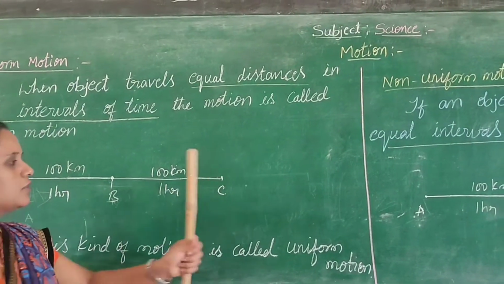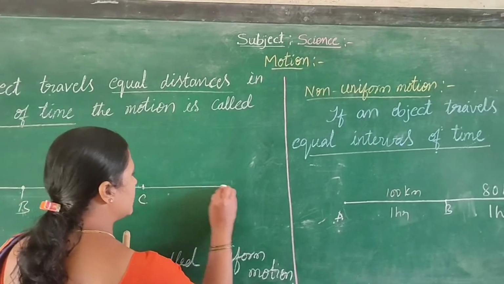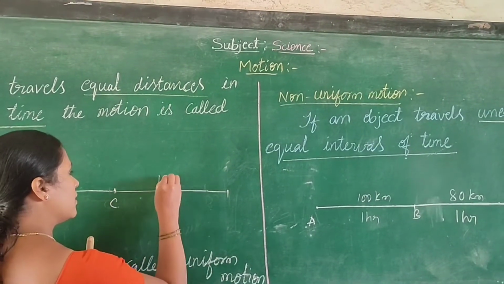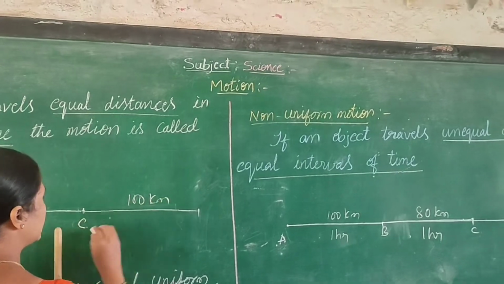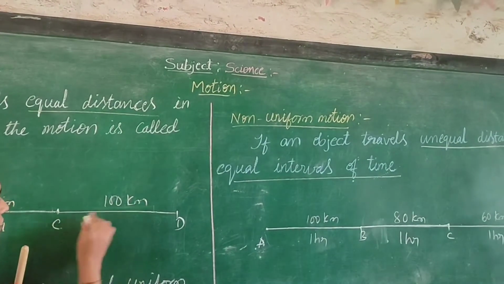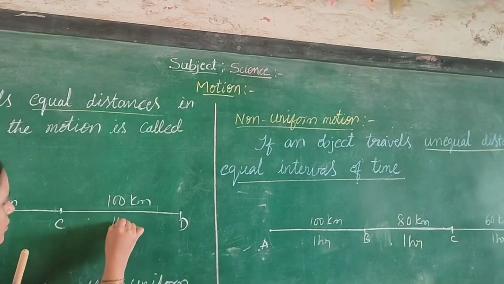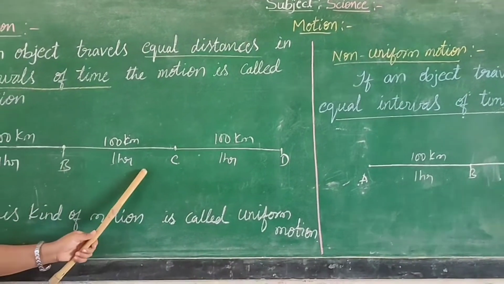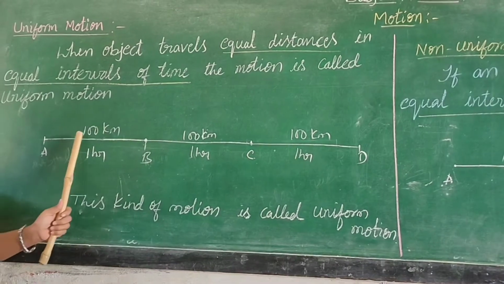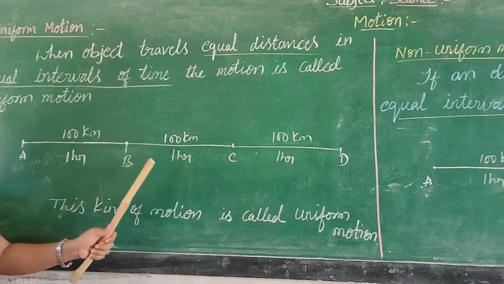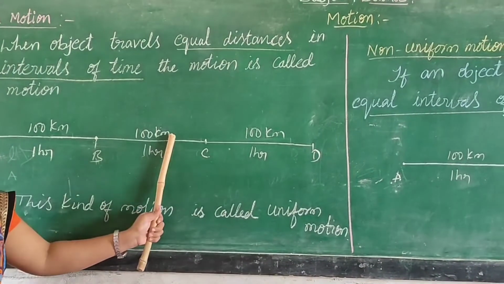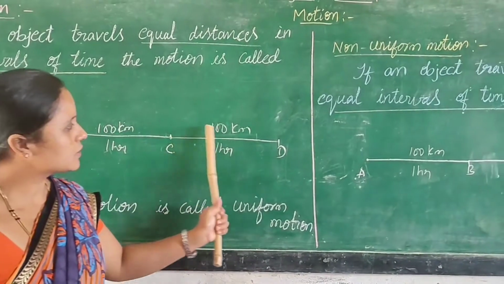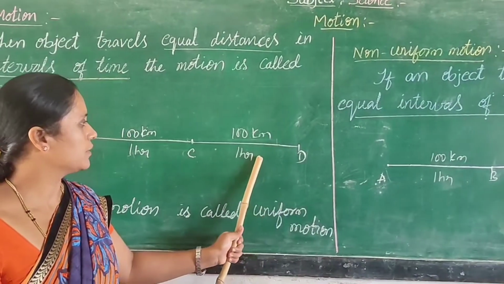Similarly, next I will continue the journey from C to D. Here also, I travelled 100 km. The distance between C and D is 100 km. I cover this distance in 1 hour. Look at this one. In the first hour I travelled 100 km. In the second hour I travelled 100 km. In the third hour also I travelled 100 km.